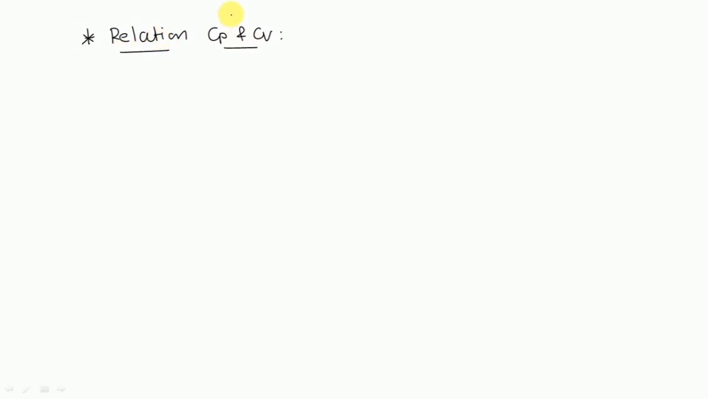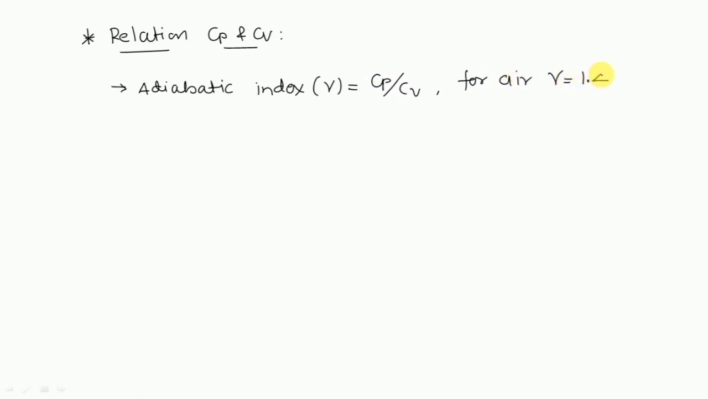So we know, first, the adiabatic index. What is the adiabatic index? It is denoted by gamma, and it is the ratio of specific heat at constant pressure upon specific heat at constant volume, Cp by Cv. It is called the adiabatic index. For air, we take the value of gamma as 1.4. This is a common value for air, but the values differ for different gases.